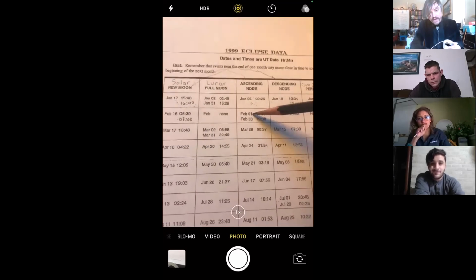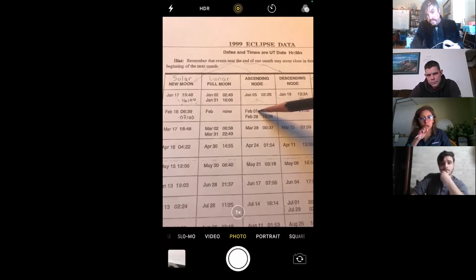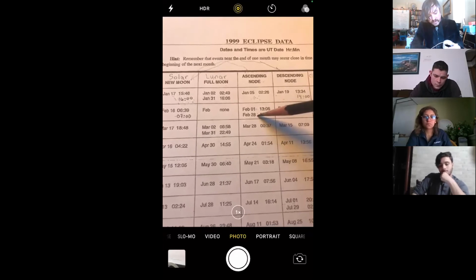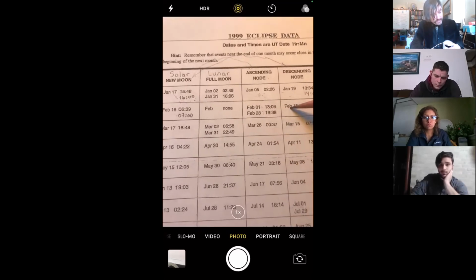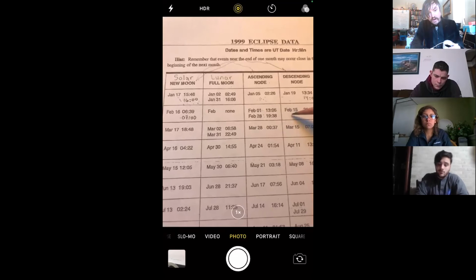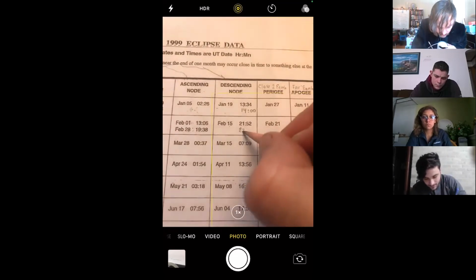Okay, Feb 16, Feb 1st. Can there be an eclipse there? Yes or no? No. Feb 16, Feb 28. Yes or no? No. Feb 15 and Feb 16 is 1 day apart, so we better count the hours. Let's round this to 22 o'clock.